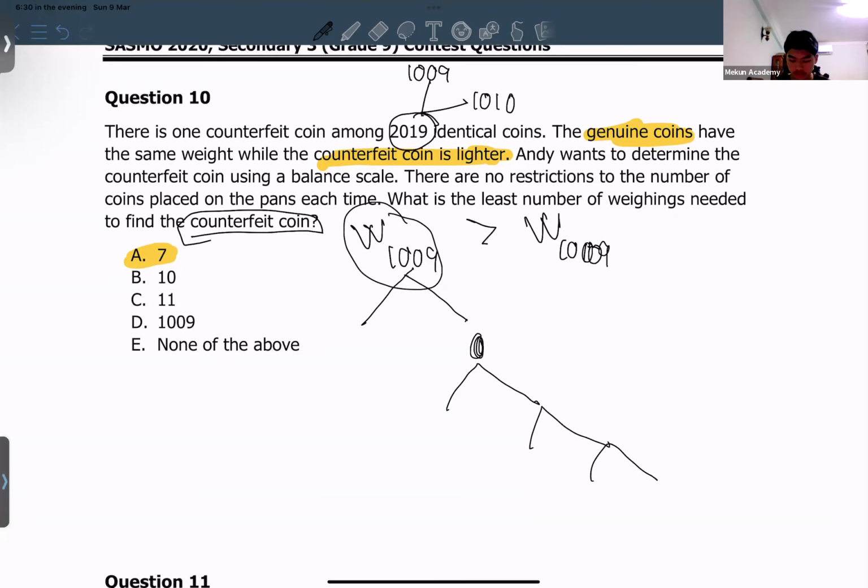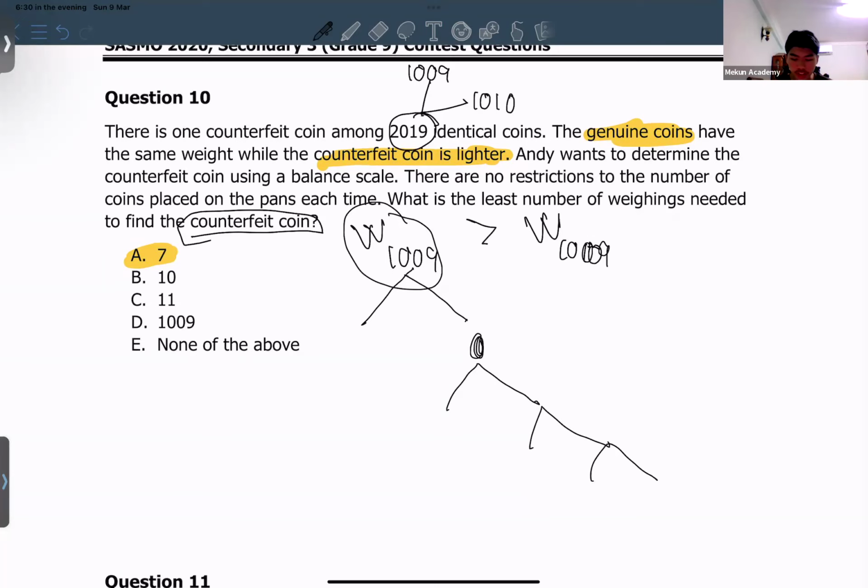So is there any questions? If no, we will move to the next one. Okay, so like I said again, in this question, it's more of a strategy rather than the actual solution itself.